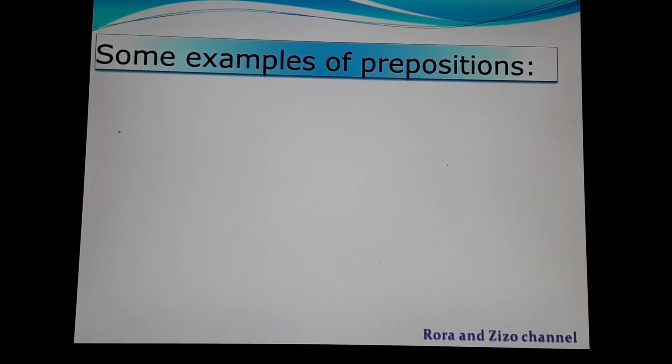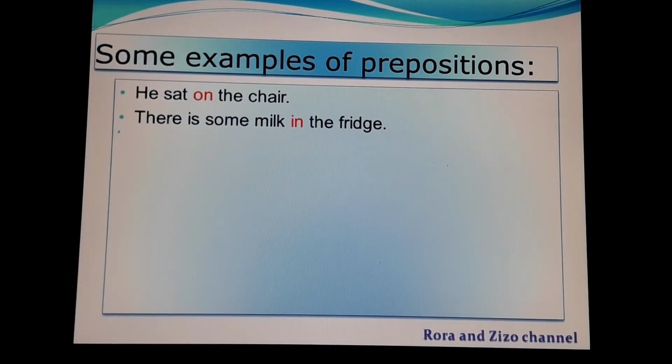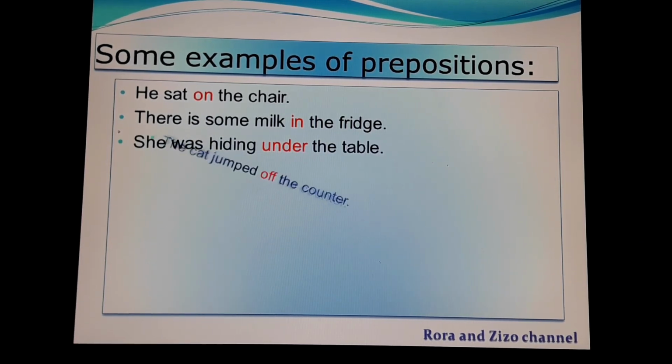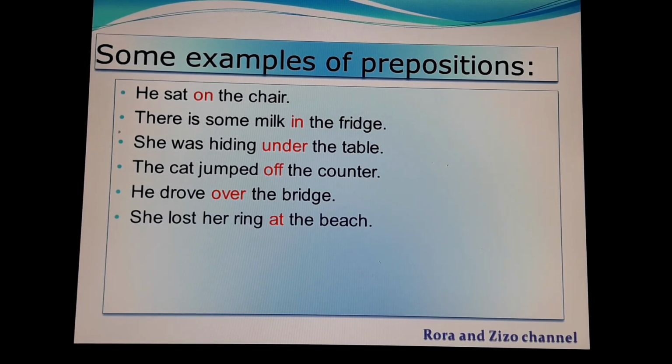Some examples of prepositions. He sat on the chair. There is some milk in the fridge. She was hiding under the table. The cat jumped off the counter. He drove over the bridge. She lost her ring at the beach. The book belongs to Anthony.